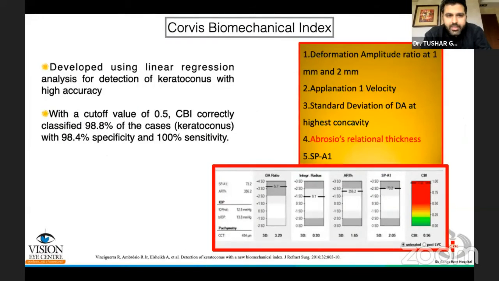So again, this was developed using linear regression analysis and uses various dynamic corneal response parameters that I told you about, the one stiffness parameter and also the horizontal thickness. So here you have one index which you can look at and with a reasonable amount of certainty say that this cornea is biomechanically strong or weak. So this has been found to have very high sensitivity and specificity in early keratoconus cases as well.